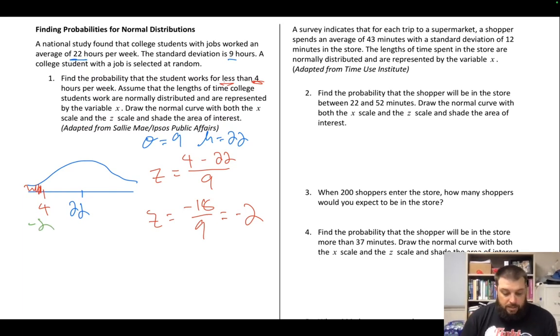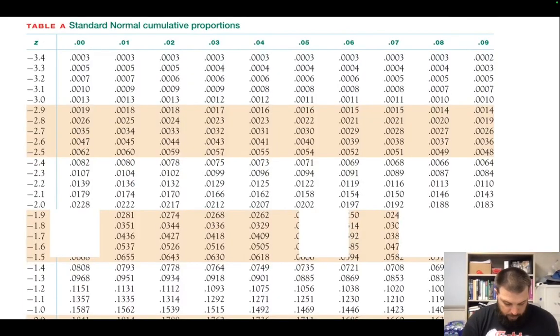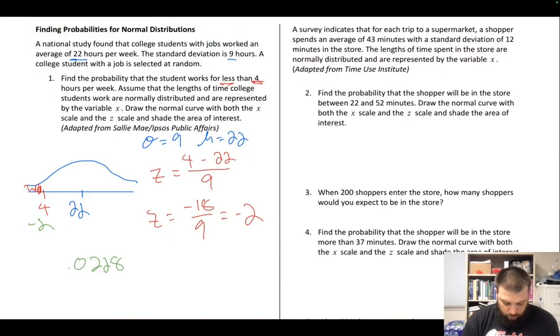So then we can take that to the table. There's negative 2, and it was 0, so 0.0228, or 2.28%. Okay, so the probability of finding a randomly selected college student that works less than 4 hours per week is 2.28%. All right, next problem.